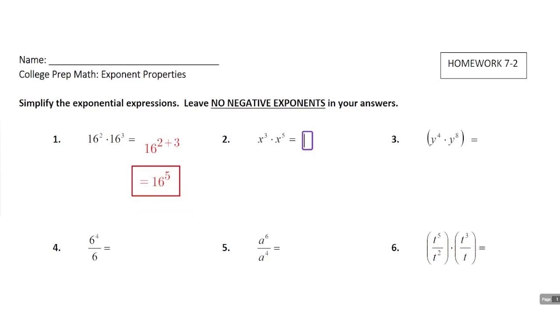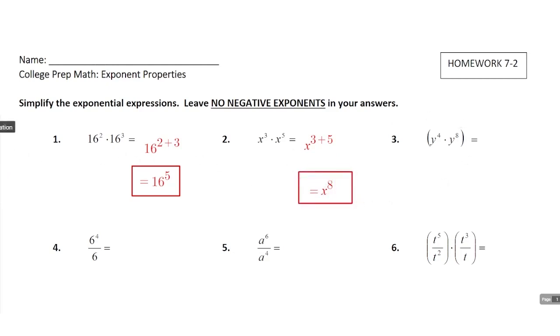Number 2 says x cubed times x to the 5th. So whenever we're multiplying, once again, two powers with the same base, we're going to add those exponents together. And 3 plus 5 is 8, so our answer here will be x to the 8th power.